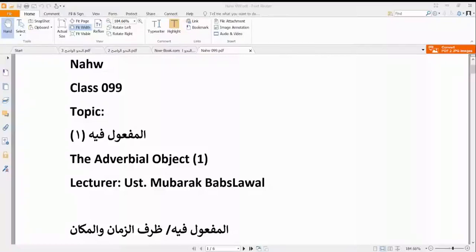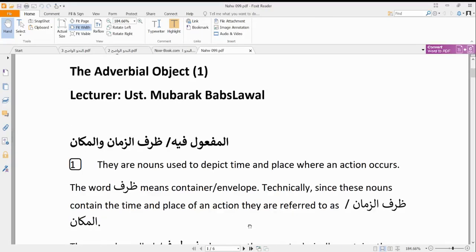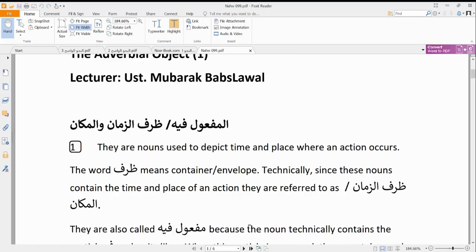Welcome to Madrasatul Mumtiaz Nahw class 99, and today's topic inshallah is al-maf'ul fihi, the adverbial object, which we can also call dhawfu zamani wal makan, the adverbs of time and place. So what are the adverbs of time and place? What are dhawfu zaman wal makan?